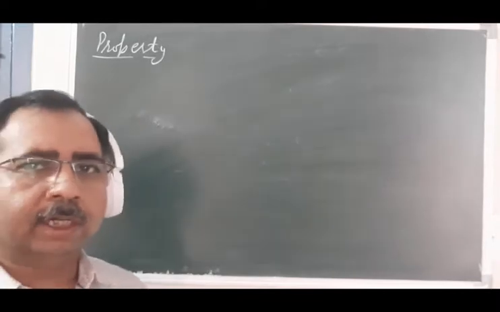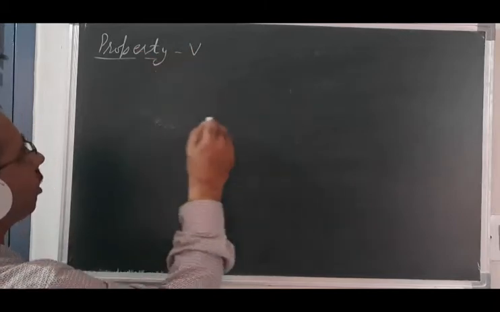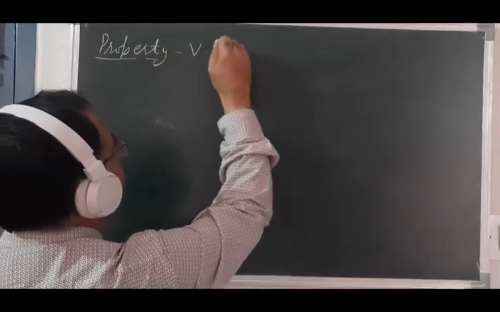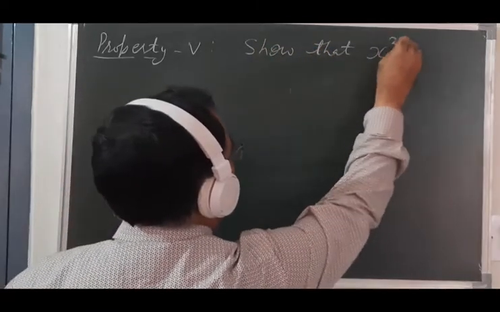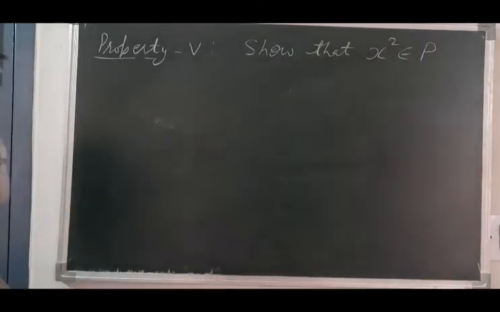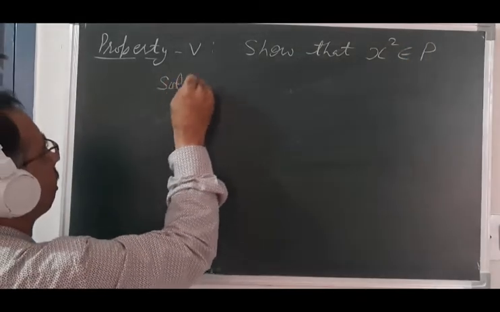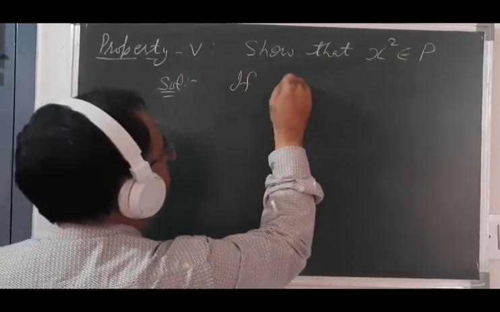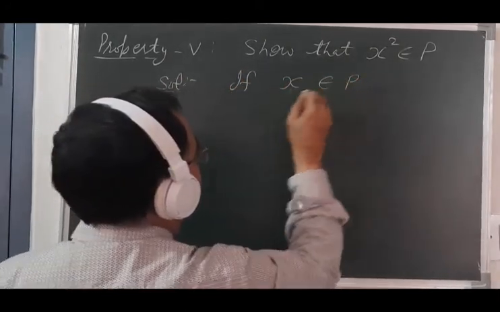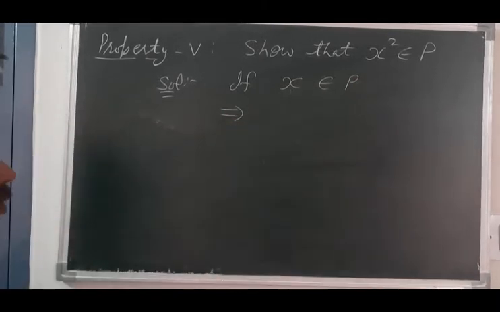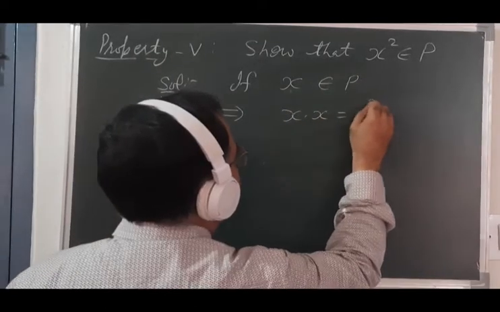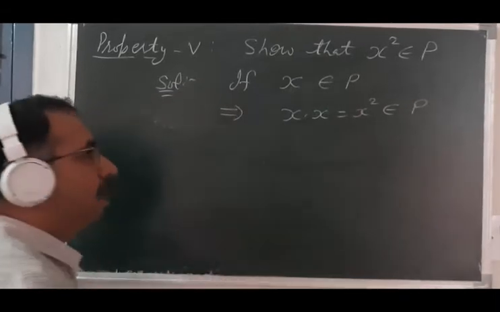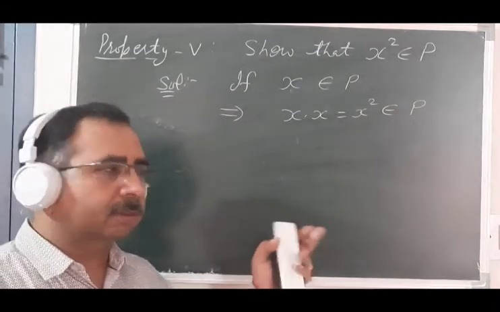Next property we shall prove that square of any number is positive. So this is property 5. X square is a positive number. Show that x square belongs to P. If x is a positive number, this implies by closure property under multiplication, x into x, which is x square, is element of P. So it means if x is positive, the square is positive.